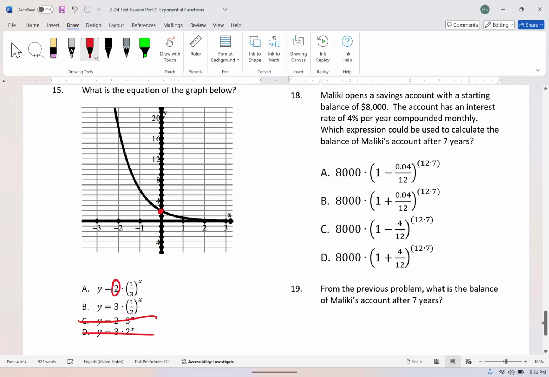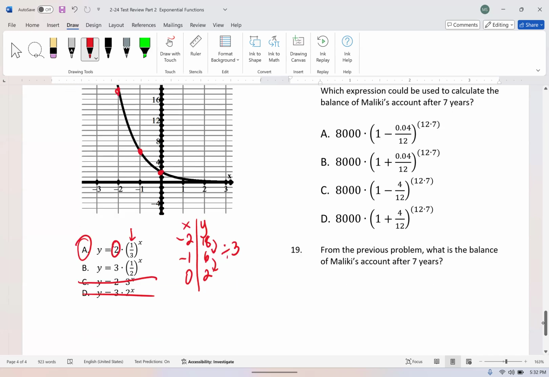Now, if you wanted to check a little bit further, you could find some perfect points here. So I'm looking at, let's make our little X and Y here. At -2, the Y value is 18. At -1, the Y value is 6. At 0, the Y value is 2. So if you look and see what's happening here, we're dividing by 3, which is the same thing as multiplying by 1/3. So A is the correct answer.